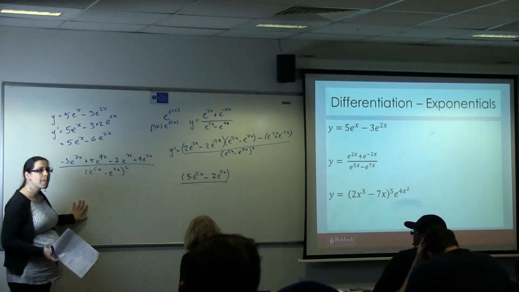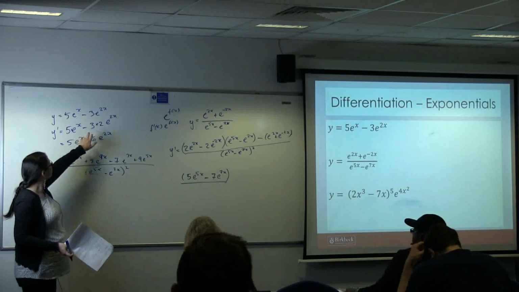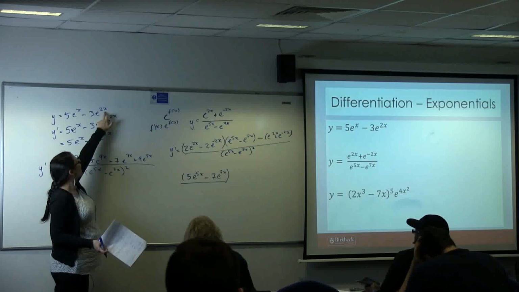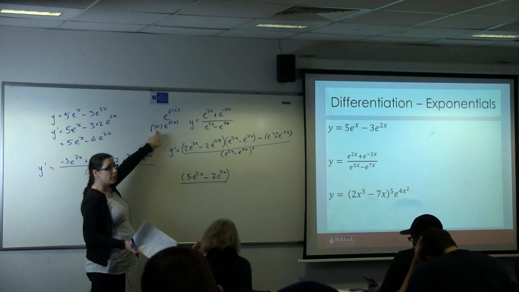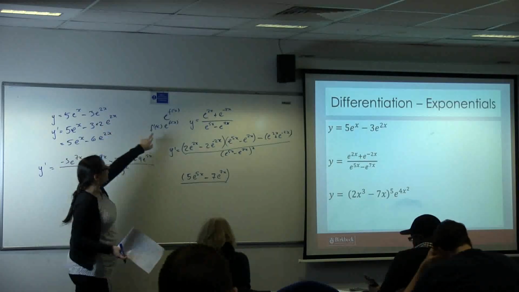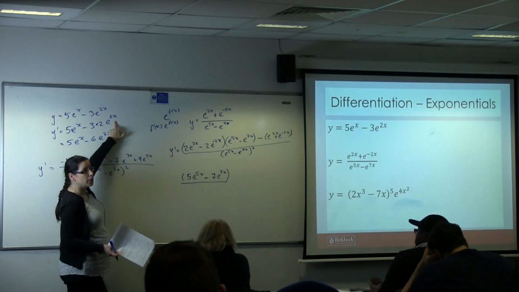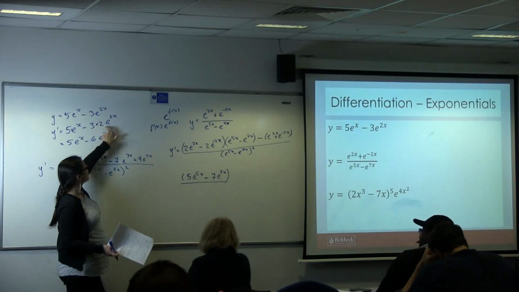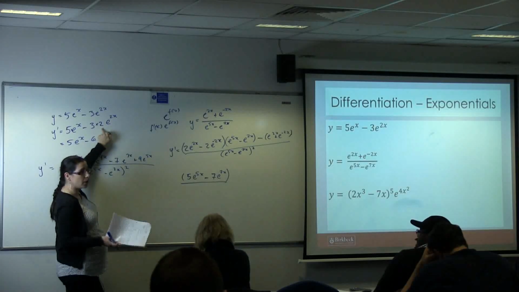The question was about the first one. That's a composite function, so why did you bring the 2 in front? Because the derivative of e to the 2x is the derivative of the power. 2x's derivative is 2, and e to the f of x is e to the 2x. So this is what happens with exponential functions. As soon as it's not just x on its own, you always have to multiply it by the derivative of the power.